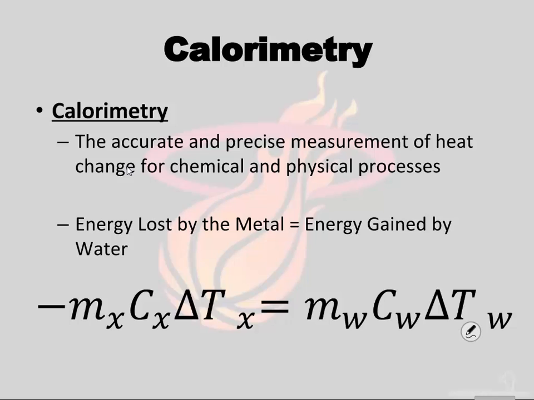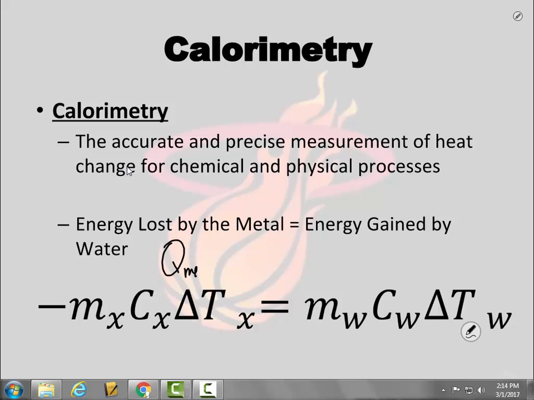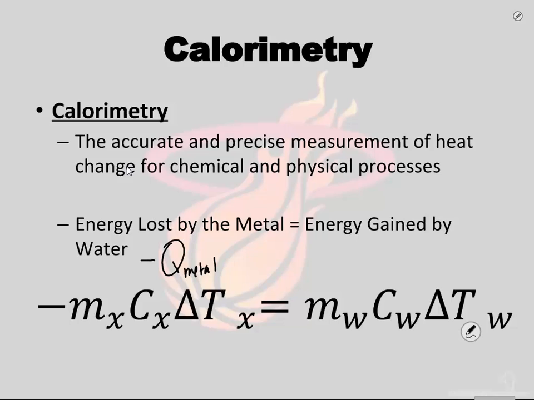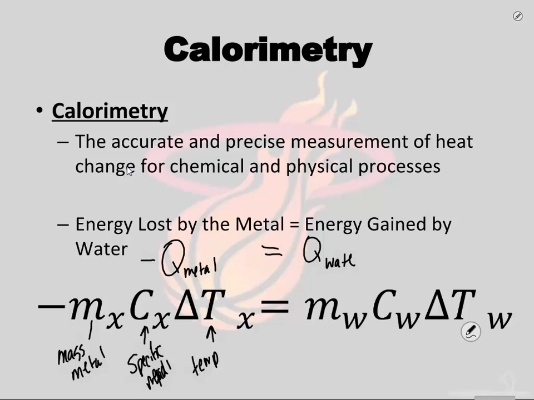So on this left side, we have Q for our metal, and we're losing the energy, so we put a negative sign there, is equal to the Q, the amount of energy gained by our water. If you remember, Q equals mc delta T. So wherever you see the X's, those are your metal's amount. So this is the mass of the metal. This is C, X is standing for the specific heat of the metal. Delta T is the temperature change of the metal.